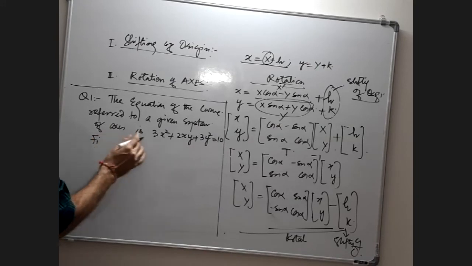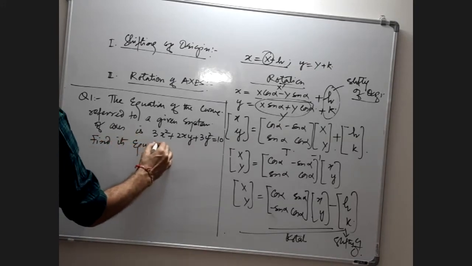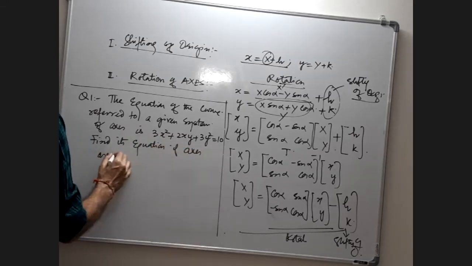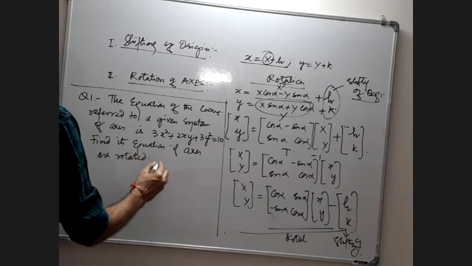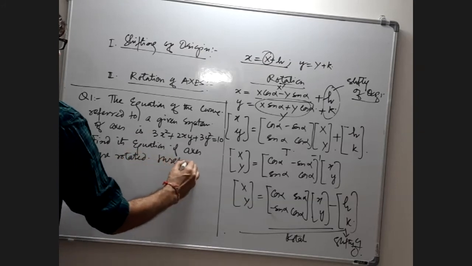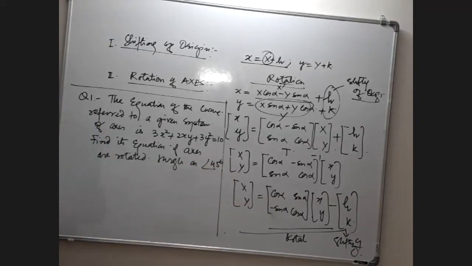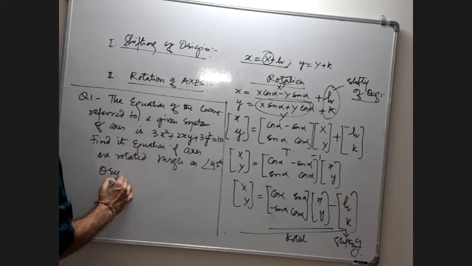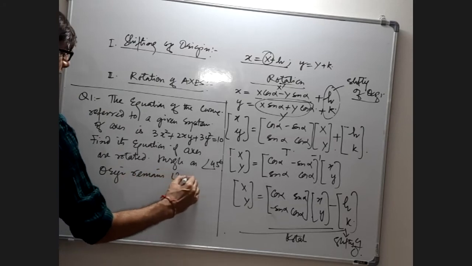Find its equation if the axes are rotated through an angle of 45 degrees. The origin remains unchanged.